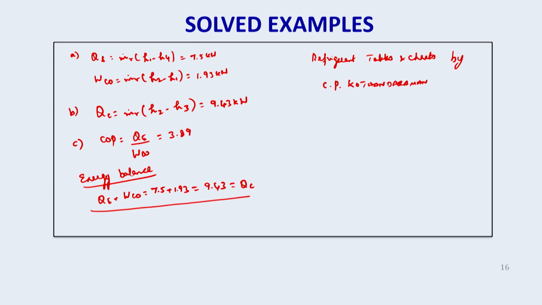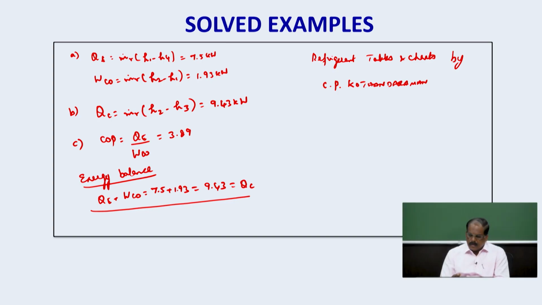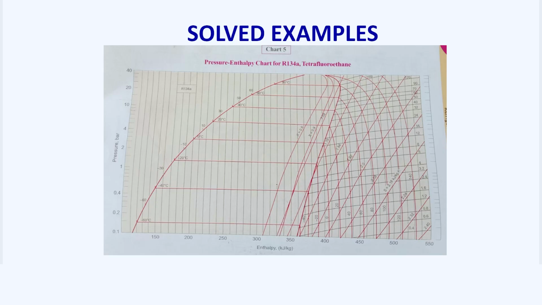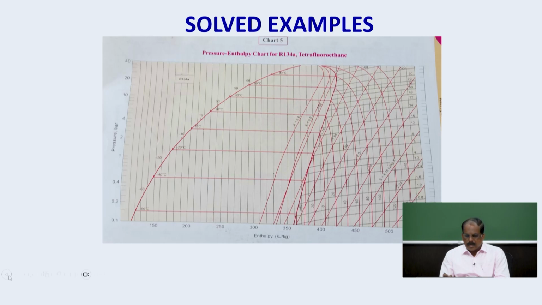So there are various publishers, different authors, a lot of tables are available. You can refer to anyone, but you should refer uniformly to the same one when you are solving the problems. I'll just show this pressure enthalpy chart, which is from the same refrigeration table published by C.P. Raman. So this is for R134a, the refrigerant which we have used for solving the problems so far.